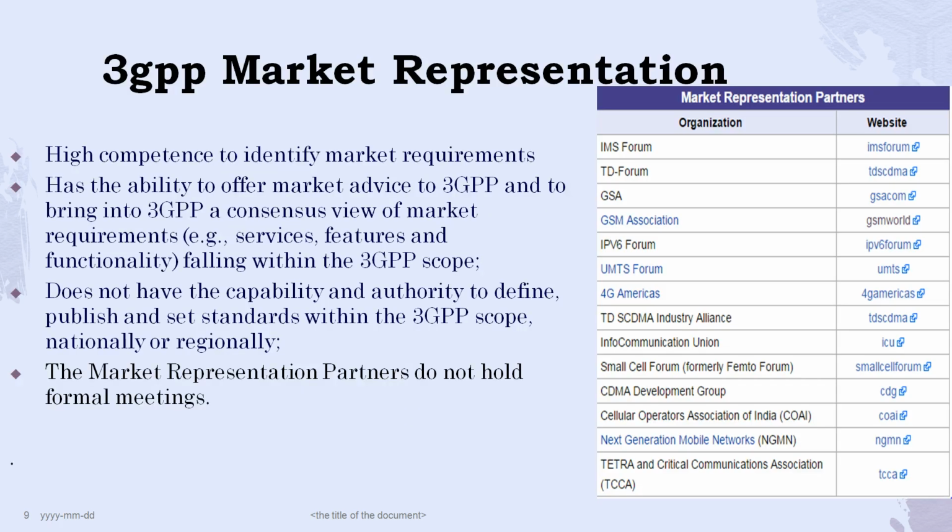So let's go through the other partners called MRP, the market representation groups. Most of them have high competence to identify market requirements. They will offer market advice to the 3GPP groups and bring up the 3GPP consensus view of market requirements such as services, features, and functionality, and it always has to fall into the 3GPP scope. However, they don't have the capability or authority to define, publish, and set standards within the 3GPP scope.